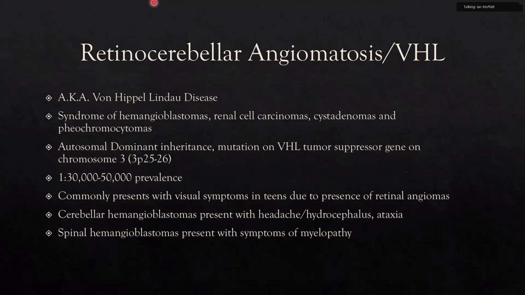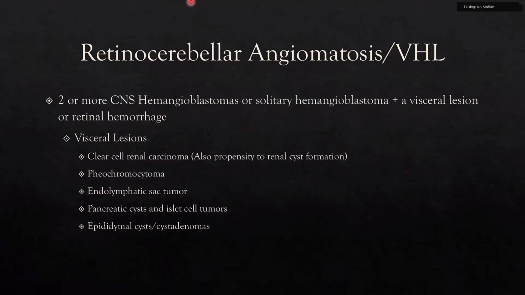Commonly presents with visual symptoms in the teens due to the presence of retinal angiomas. They'll often get retinal hemorrhages as well. Cerebellar hemangioblastomas present with headache, hydrocephalus, ataxia, your typical posterior fossa tumor symptoms. And then spinal hemangioblastomas often present with symptoms of myelopathy, and can present acutely in the presence of hemorrhage as well.